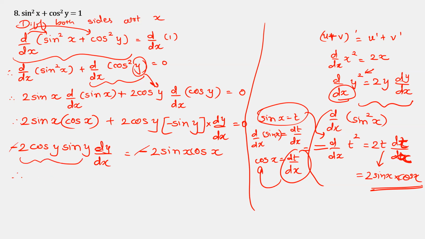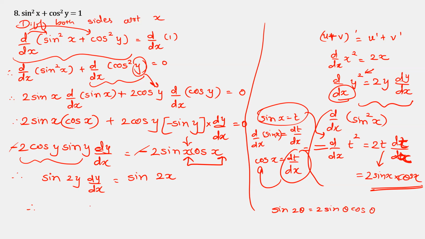We have learned that it is nothing but sin 2y dy by dx, and there it is sin 2x. Whatever your angle is, you should check that your angles are in terms of x. The identity says, if you remember your identities, sin 2 theta is equal to 2 sin theta cos theta. We can use that easily. So your dy by dx is equal to sin 2x upon sin 2y.